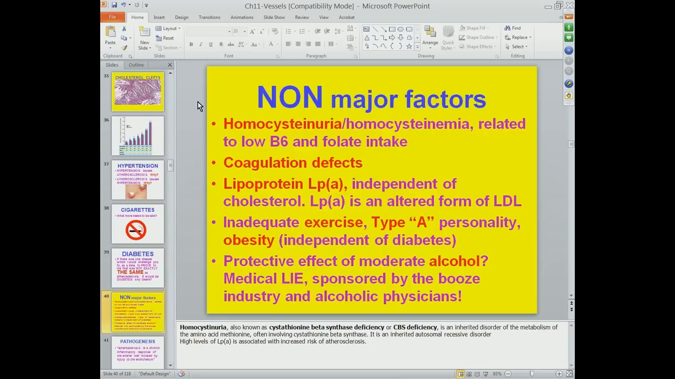Let's talk about some of the non-major factors, okay? You could probably make a list of 20 or 30. But let's talk about the non-major factors, the common ones.